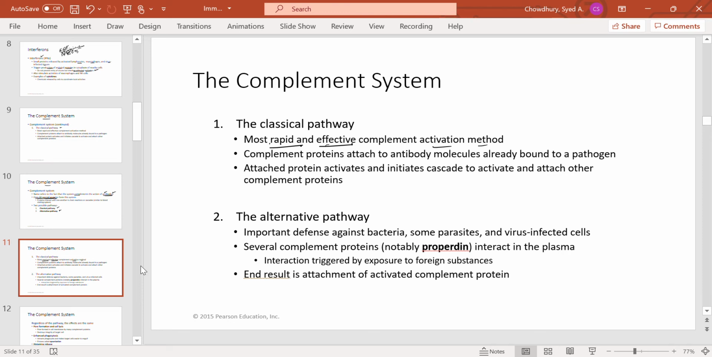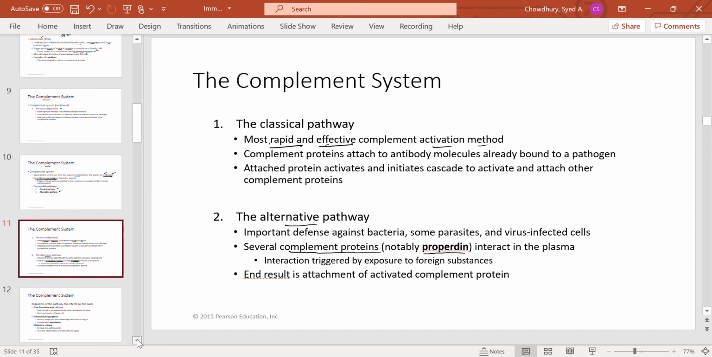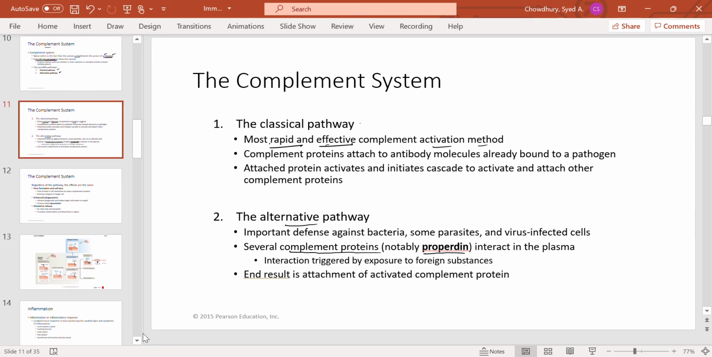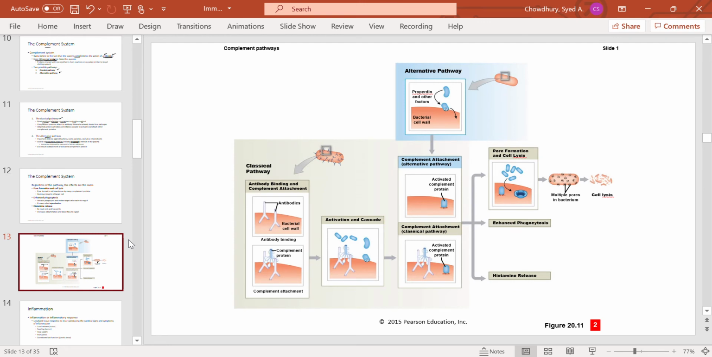So we'll see how they work. Alternative pathway works through the proteins. Those are called properdins, okay. Classical pathway complements will bind with the antibodies on the plasma membrane of the bacteria or antigen. So let's see here. You see the alternative pathway of complement function and classical pathway of complement function.